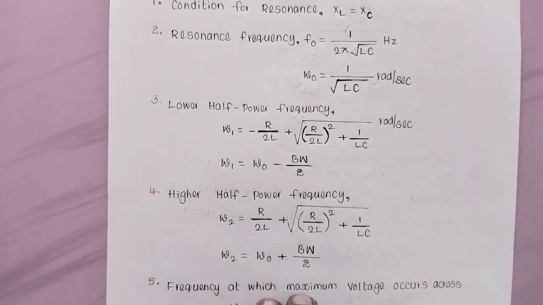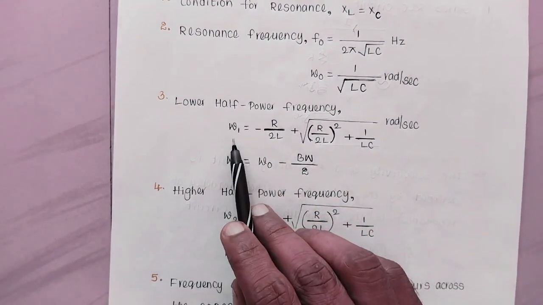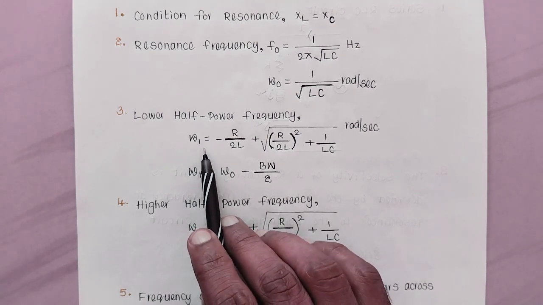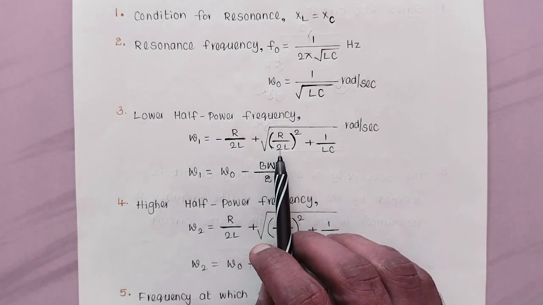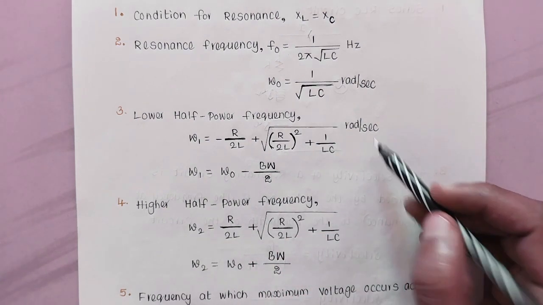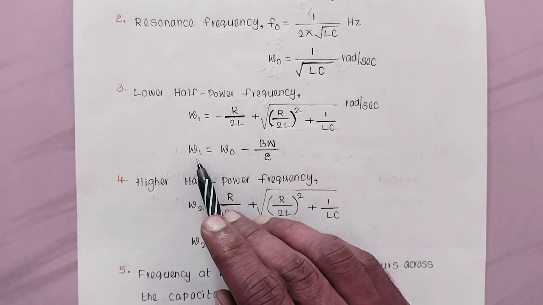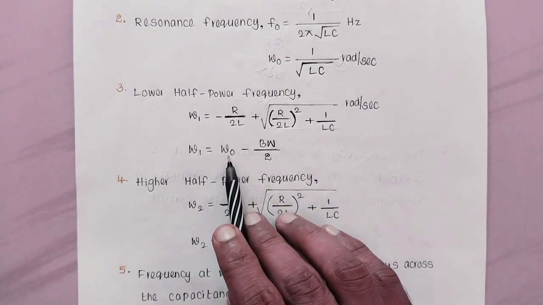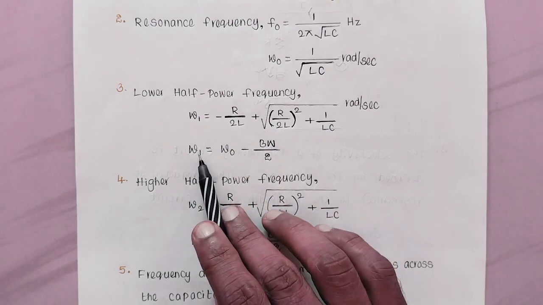Next is the lower cutoff frequency and upper cutoff frequency. The lower cutoff frequency mathematical expression in terms of radians per second is omega 1 equal to minus R by 2L plus root of (R by 2L) whole square plus 1 by LC. So it is in radians per second. We can even find this lower cutoff frequency if we know the resonance frequency and bandwidth. So resonance frequency minus 1 by 2 of bandwidth is also the lower cutoff frequency.